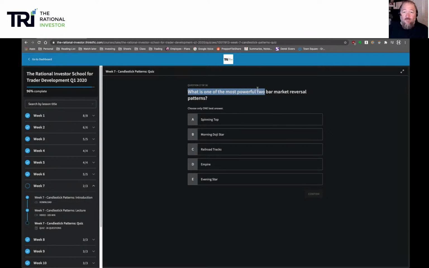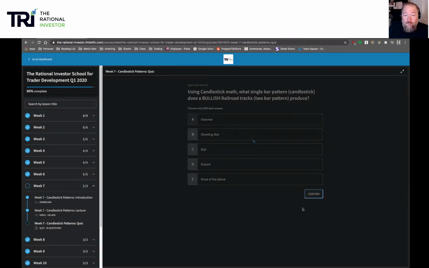And then what is the most powerful two bar market reversal pattern? We call that the railroad tracks. And then using candlestick math, what single bar pattern does a bullish railroad tracks pattern produce? We're talking about where on the first candle, price started high, and on the second candle, it finished high. So we'd be talking about a hammer. Okay.